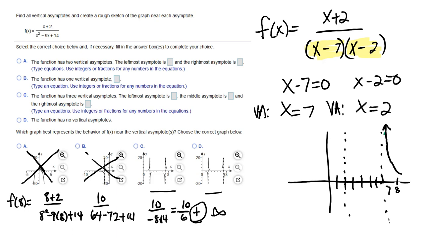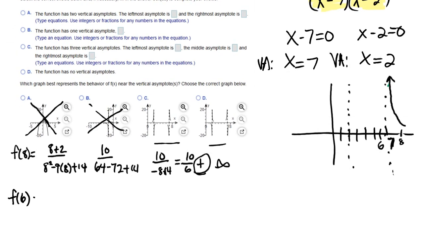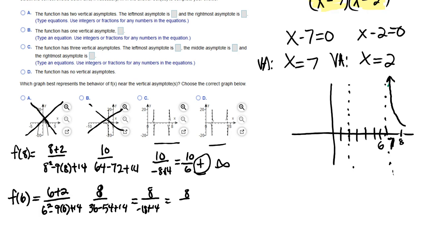Then I need to know what's happening on the other side. So below 7 would give me 6. So let's find f of 6. (6 plus 2) over (6 squared minus 9 times 6 plus 14) would be 8 over (36 minus 54 plus 14). That's 8 over 36 minus 54, negative 18, plus 14. That's 8 over negative 4. This comes out to be negative. So because it comes out to be negative, I know this part of the graph will be going down to negative infinity.